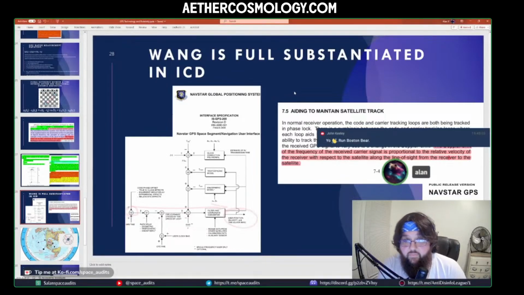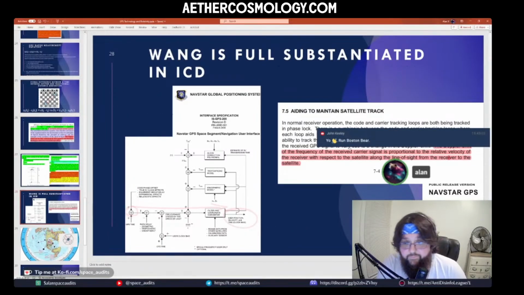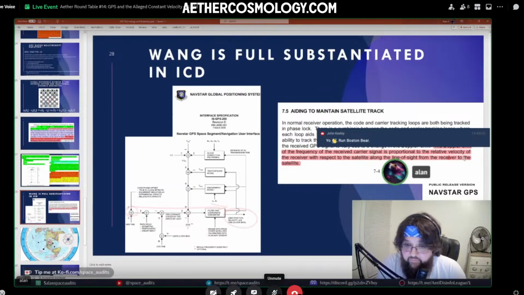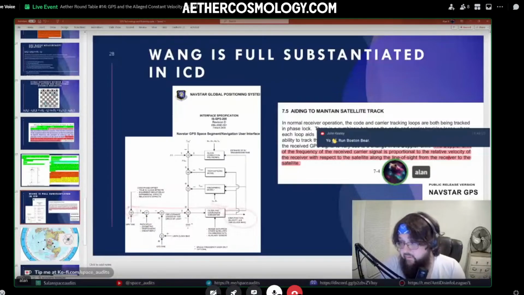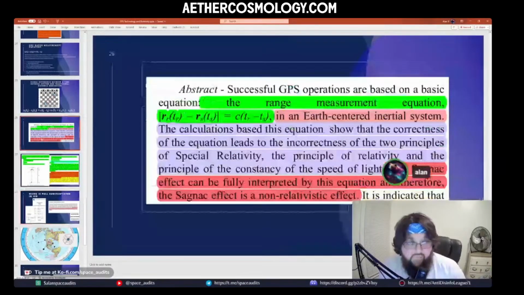So when you go to the ICD documents, you'll find that the assertions made by Wang in his GPS papers are fully substantiated. So we have here the Doppler shift of frequency of the received carrier signal is proportional to the velocity of the receiver with respect to the satellite along the line of sight from the receiver to the satellite. They say that because obviously they're not going to say, hey, in this manual the speed of light changes. They attribute it to just a Doppler frequency shift within a constancy of the speed of light, but they're forgetting they're also deriving distances based off of a time interval.